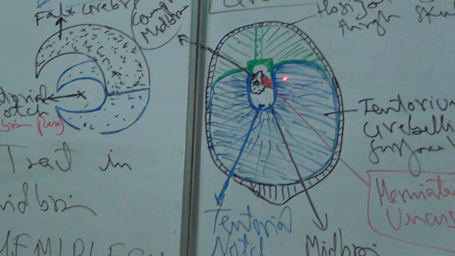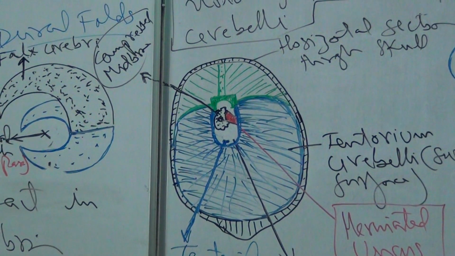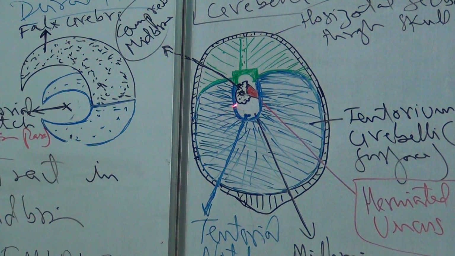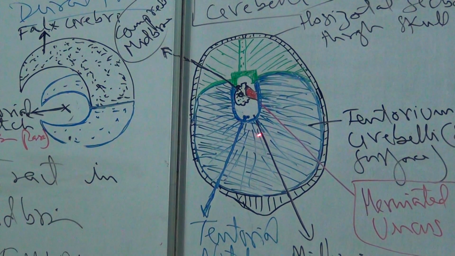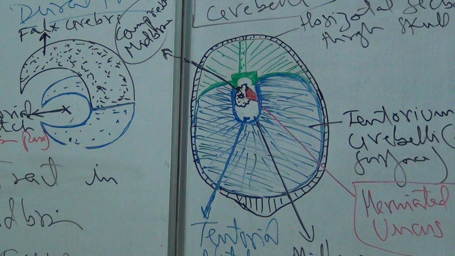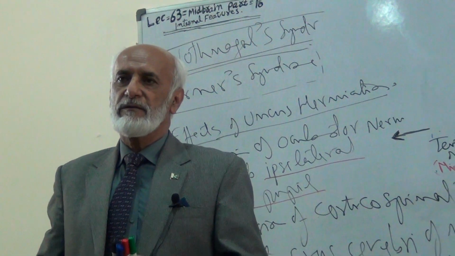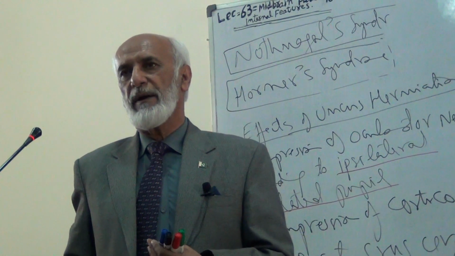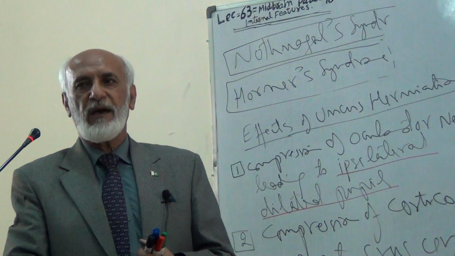So these will be the effects of herniation of the uncus of the temporal lobe, compressing the midbrain to the opposite side against the sharp edge of the tentorial notch of the tentorium cerebelli. So these were the effects of lesions of the midbrain, and we have finished with all the lesions which are clinically important, and are also very important as far as the exam is concerned.